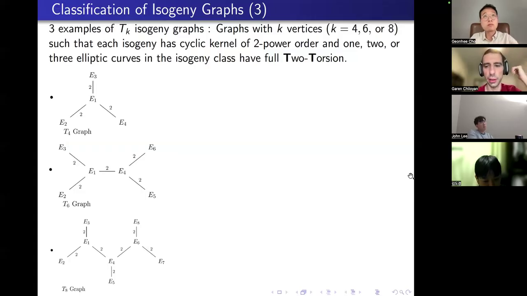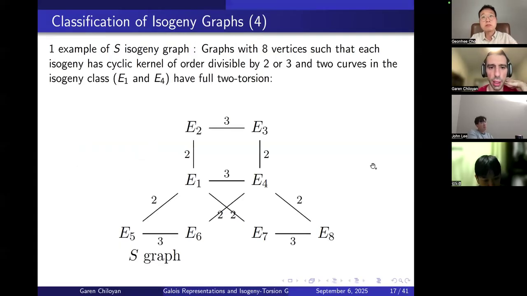There's one final type of isogeny graph. These are S-type isogeny graphs. These are very difficult to work with. These are isogeny graphs with elliptic curves here. E1 and E4 have a 3 isogeny between them, and they both have flow-through torsion. Here, here, here. We call these S graphs because they were very strange graphs, and they also have an S pattern here. It's a very strange kind of graph.